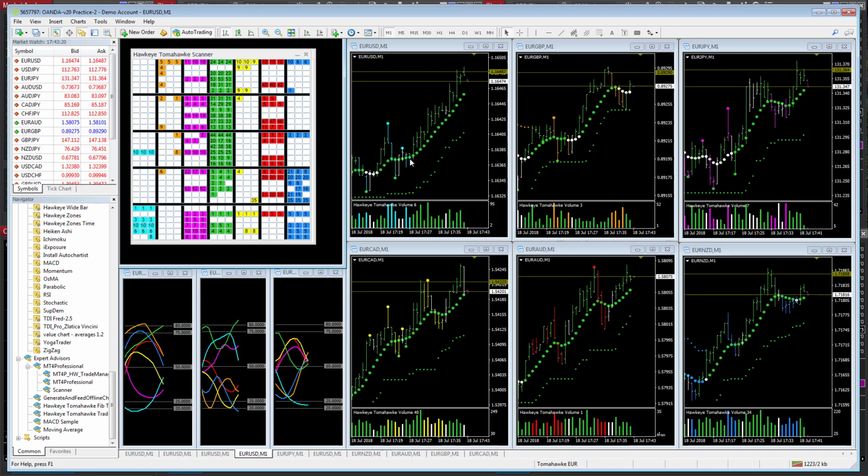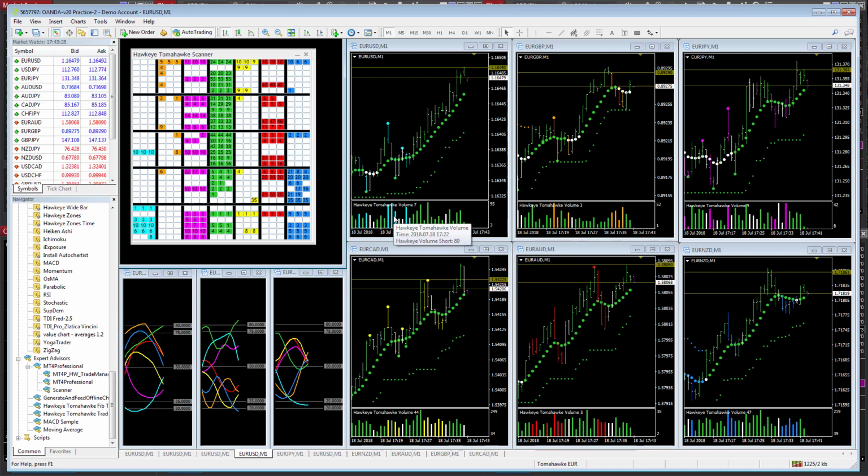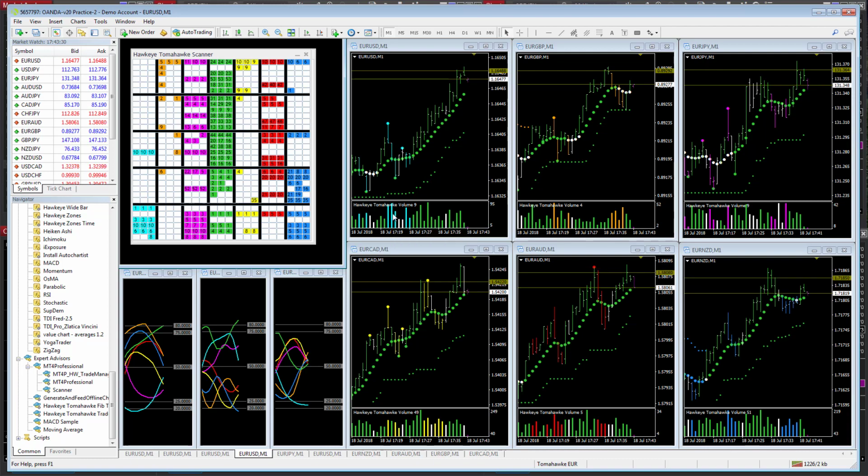Euro strength came right back in again, and you can see it really quickly with the Tomahawk volume because the color of the strength, the color of the pair that's strong comes in. So dollar strength failed, euro strength succeeded, boom. And it all ties together. The scanner, the fat man together gives you a really nice picture of trying to be able to trade these successfully.